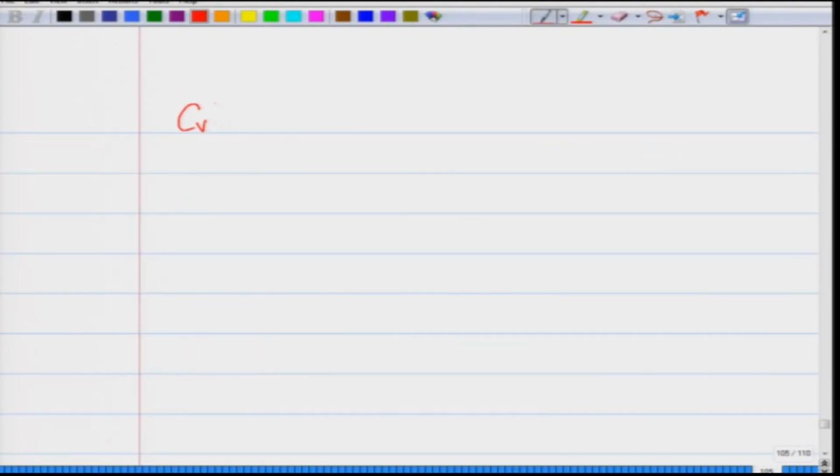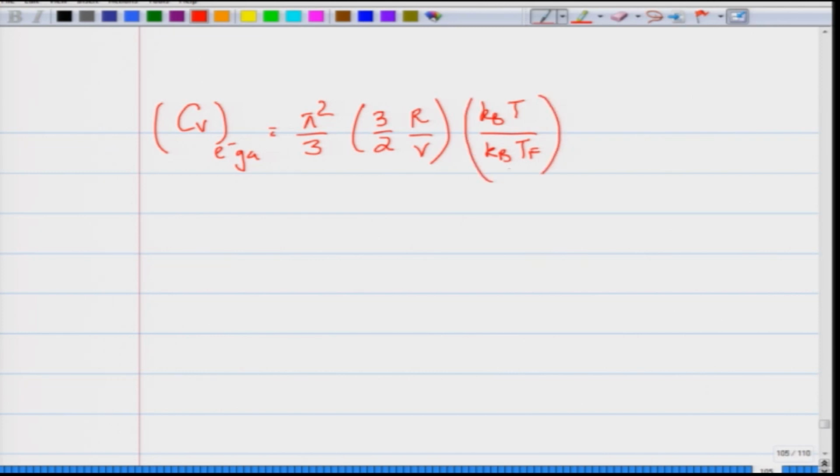So, the specific heat of the electron gas is pi square by 3 into 3/2 R by V, times kBT divided by kBTF, as the Fermi energy is written as kB times the Fermi temperature, and T by Tf is of the order of 10 raised to minus 2.